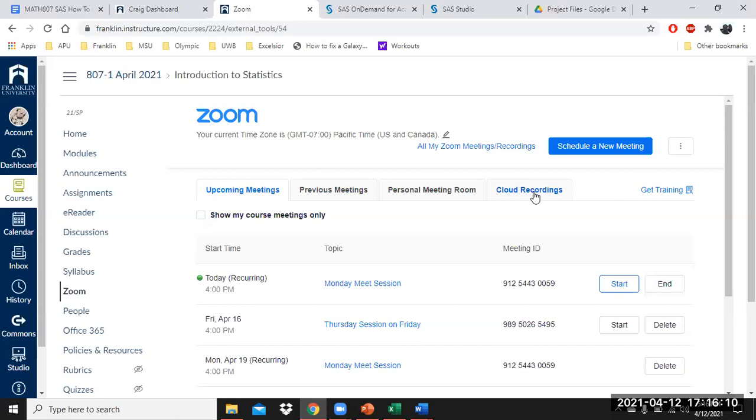So your cloud recording for tonight should show up fairly quickly under this tab, and then it'll show up on our document, probably not until Friday when I get home and have a chance to download it and upload it again. Okay, any last minute questions before we go?